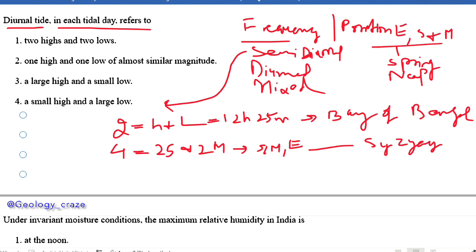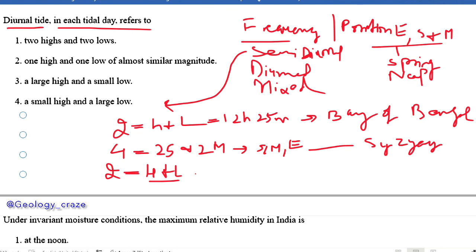Next one is mixed tide. Mixed tide means unequal. In this, two high and two low tides form, but with unequal height. We observe these tides generally along the Gulf of Mexico, the Caribbean Sea, and the southeast Brazilian coast, where we get these mixed tides.